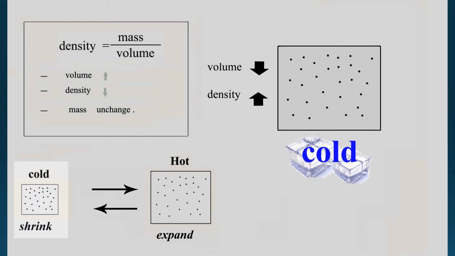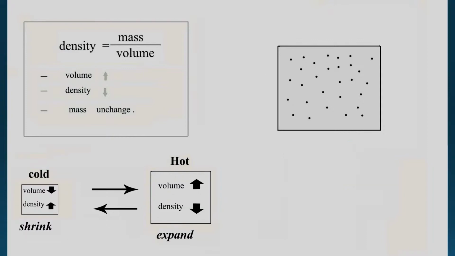Student, please learn this density-volume relationship well. And how about the mass? The mass stays the same. It doesn't change. So it gives you a rule. Cold shrink, volume decreases, density increases. Hot expand, volume increases, but density decreases. So please understand this relationship.